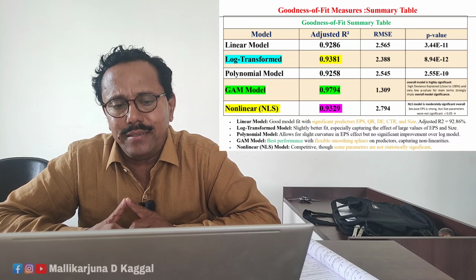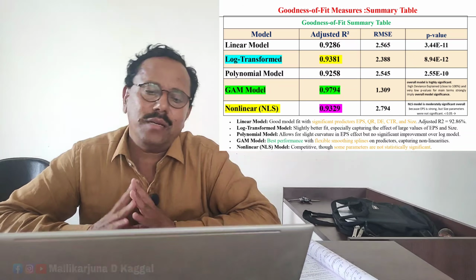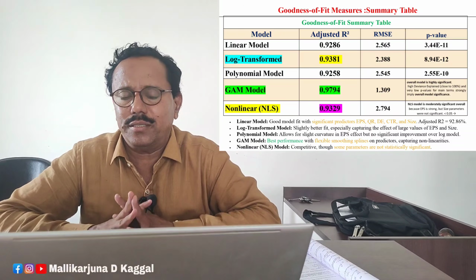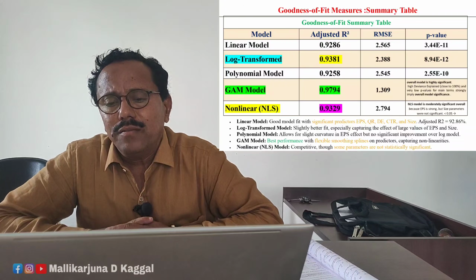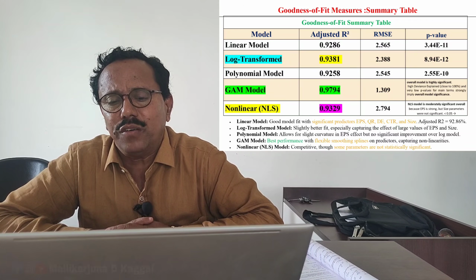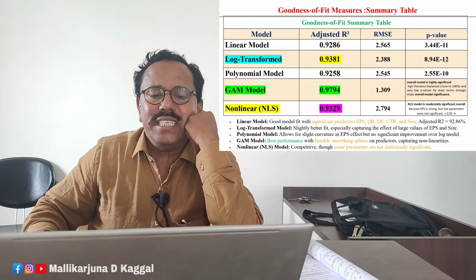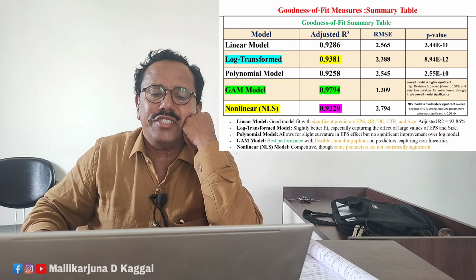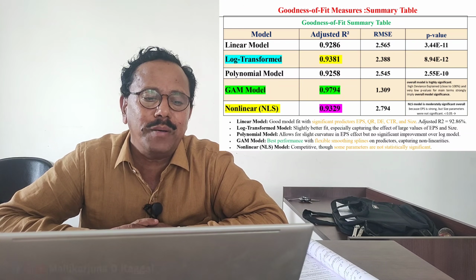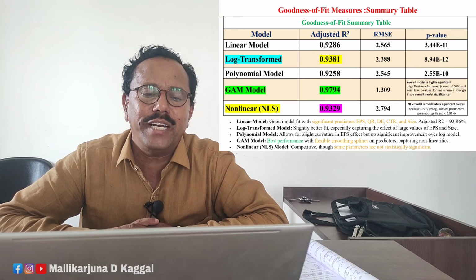In these 3 measures, whichever R square is the highest, that is the best. In case of RMSE, whichever is the lowest, that is the best. In case of P-value, whichever has the least value, less than 0.05, that is the best. In case of all these models, now which is the best? The GAM model is contributing to the extent of 97.94%, almost 98%. All independent variables together are contributing to the dependent variable DPS.